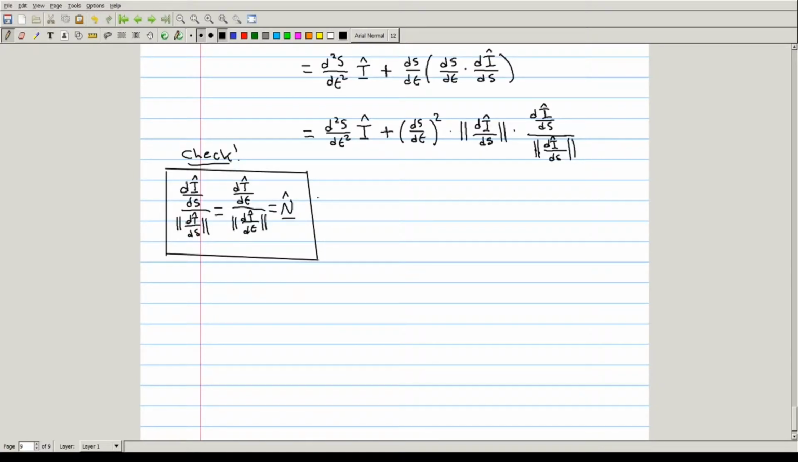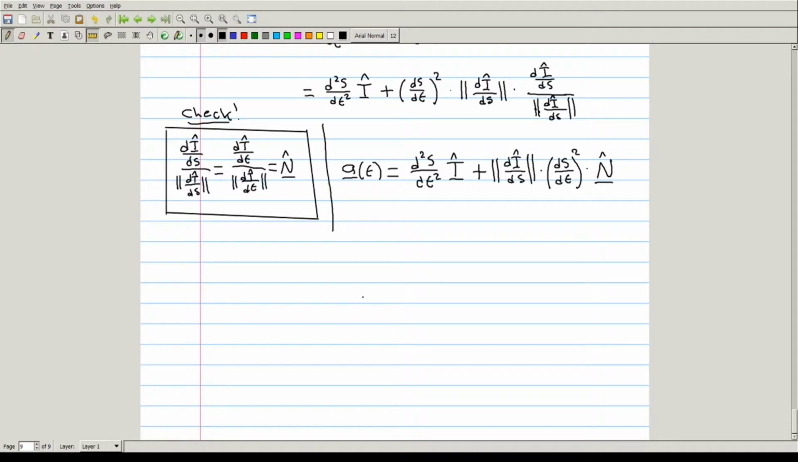But what we've shown then is that the acceleration vector as a function of the parameter t is the same thing as the second derivative of arc length with respect to t times the unit tangent vector, plus the magnitude of the derivative of the unit tangent vector with respect to arc length, multiplied by the square of the first derivative of arc length with respect to the parameter t, multiplied by the unit normal vector. And this is a very, very important decomposition.